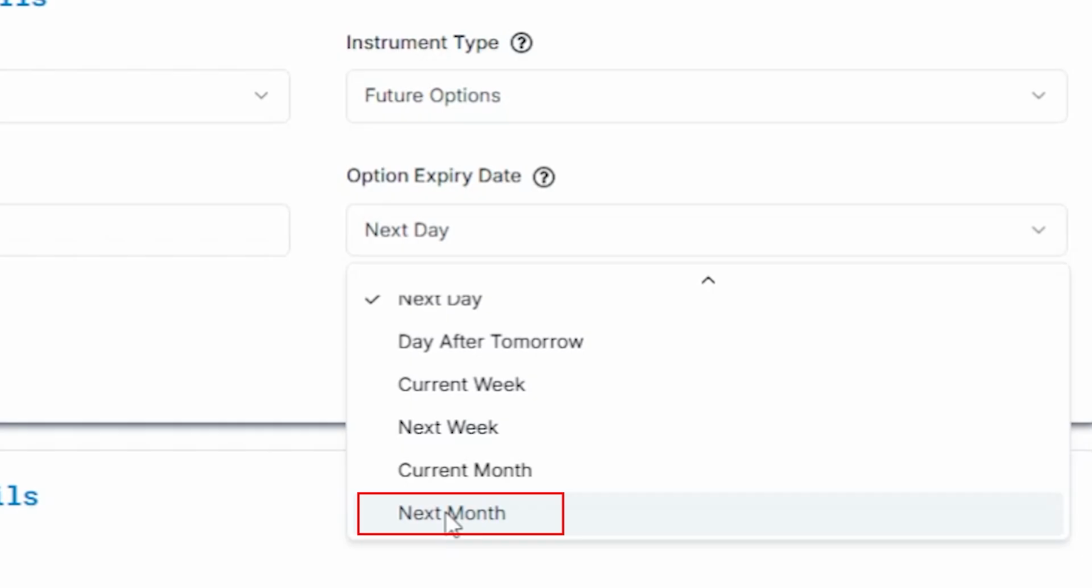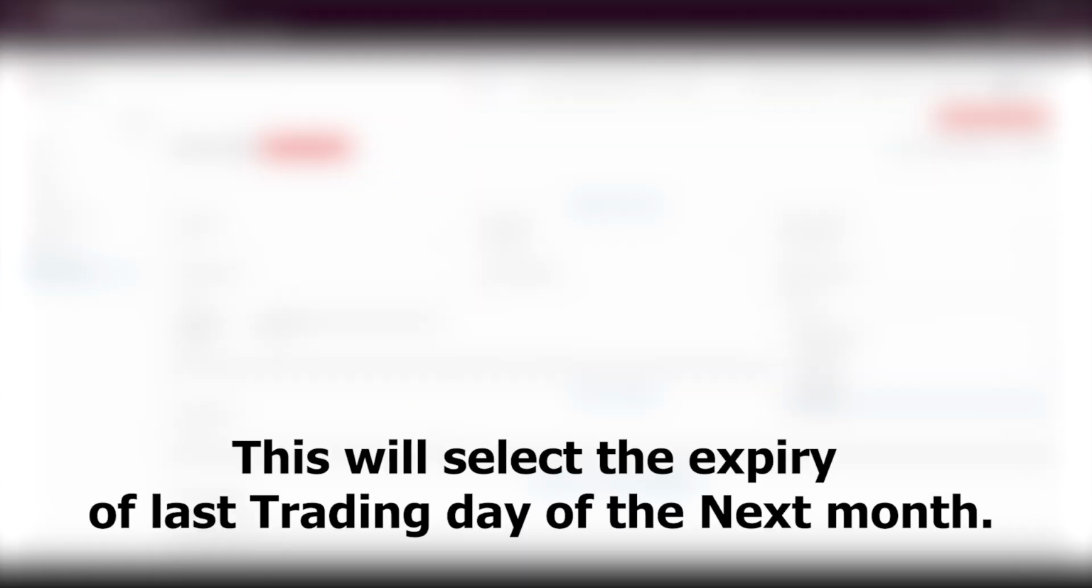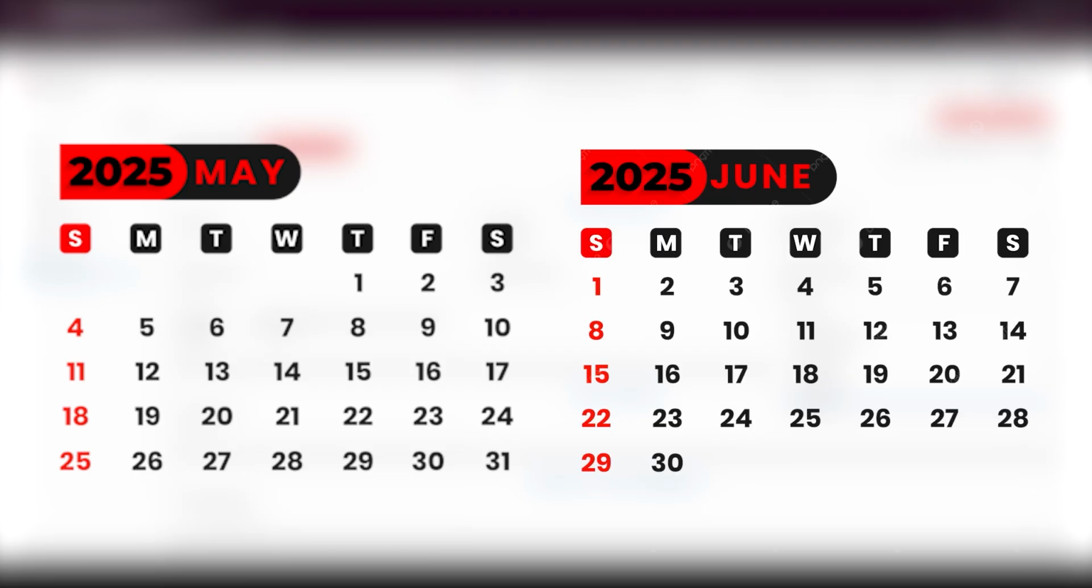Then we have the option of next month. This will select the expiry of the last trading day of the next month. So if the running month is May, then the expiry day for trade is June 27th, which is the last Friday and the last trading day of that month.